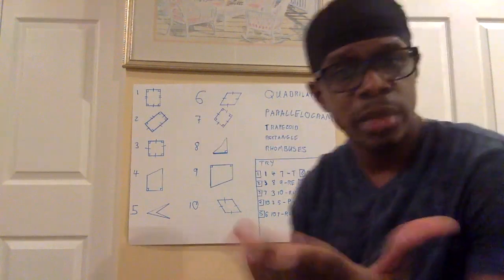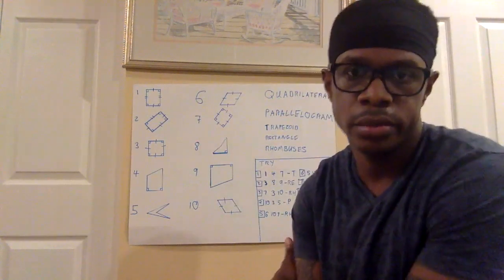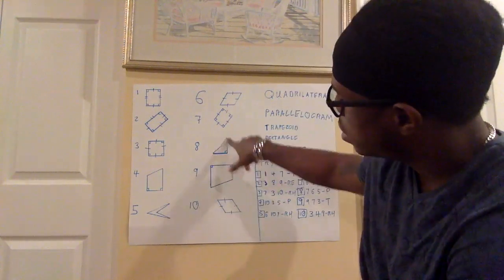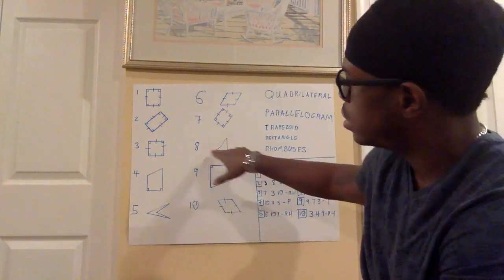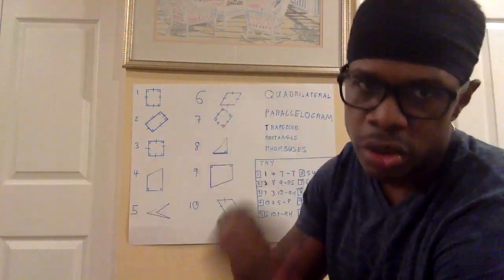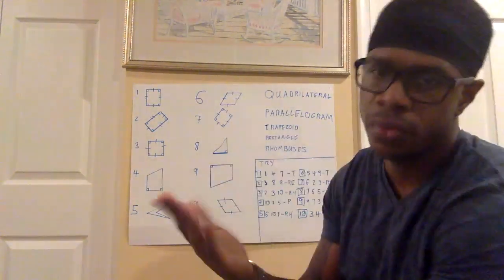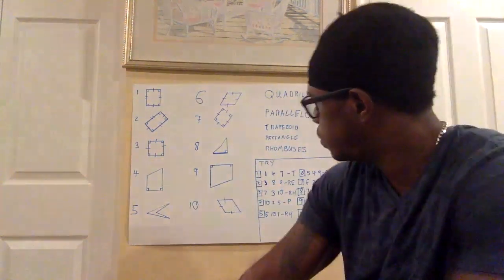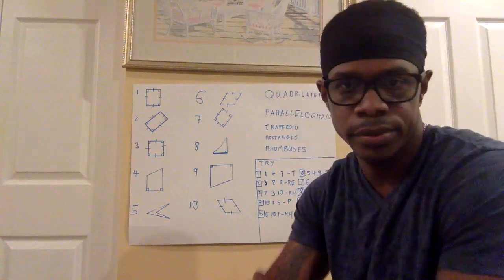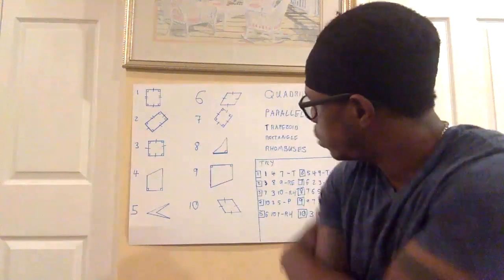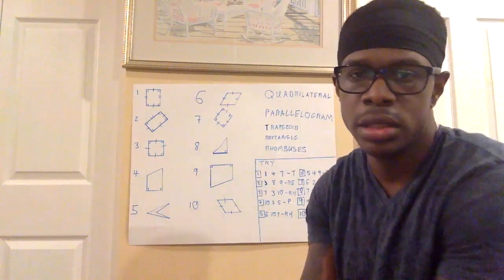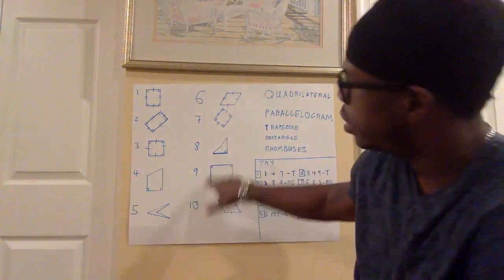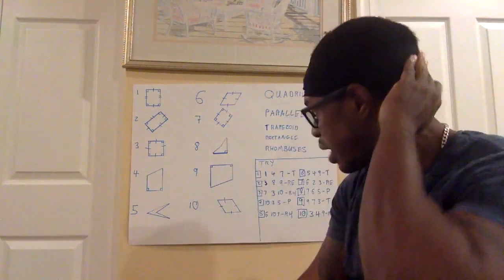Number 8, if I say number 8 is a rhombus, would I be correct? No, I would not, because the lengths are not the same, and it doesn't have either two acute and two obtuse that are the same, or four right angles. So number 8 would not be a rhombus. Number 9, would number 9 be a rhombus? No, number 9 would not be a rhombus. It needs to have the same length. Number 9 does not have the same length, and it has right angles, but you would need all four to be right angles as well.